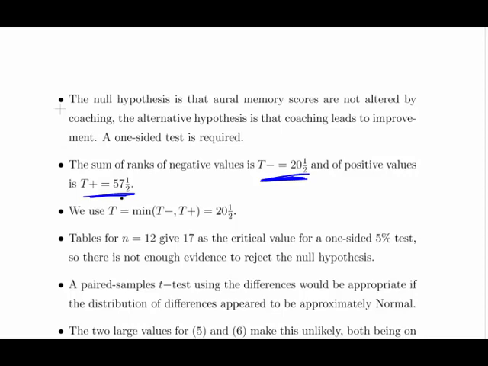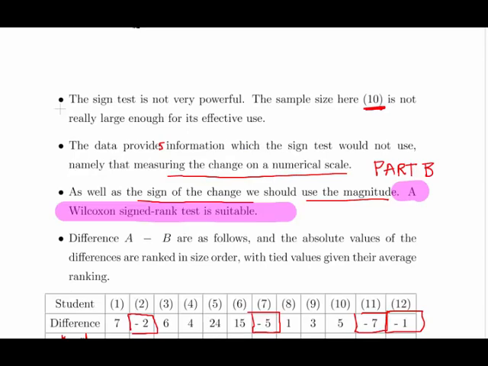The null hypothesis is that the aural memory scores are not altered by coaching. The alternative hypothesis is they are improved by coaching, and a one-sided test is required. I made mention of this previously, in part A, but part B is where I really wanted to talk about it, because it is relevant for when we use the tables. We work out both of these values, and I go through the whole thing again just to be doubly sure.